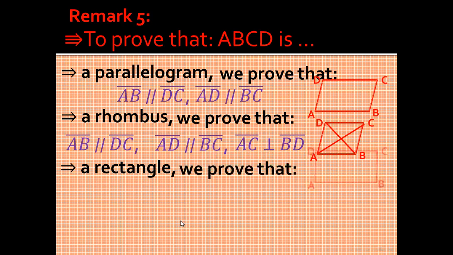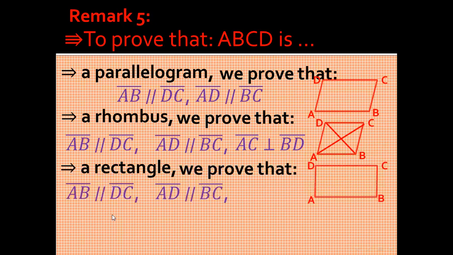A rectangle: at first prove that each two of the sides are parallel. Yes. And we have AB perpendicular to AD, so four angles are right. Or we can prove that the two diagonals are equal in length. We can prove AC equals BD by using the rule of distance between two points.